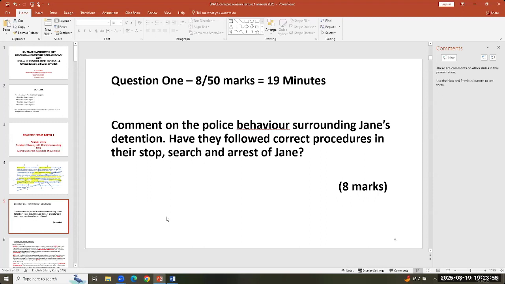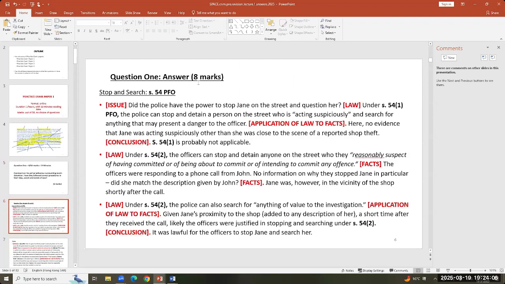Have they followed correct procedures in their stop, search, and arrest? Okay, so if we think back to our issues, the first thing that we identified was the stop and search provisions under Section 54. So did they have the power to stop her on the street and question her? To help you in thinking about how to structure your answers, I've set it out very clearly for you. Obviously, when you're answering in the exam, you don't put issue in square brackets, law, application to the facts, right? This is just for teaching purposes.